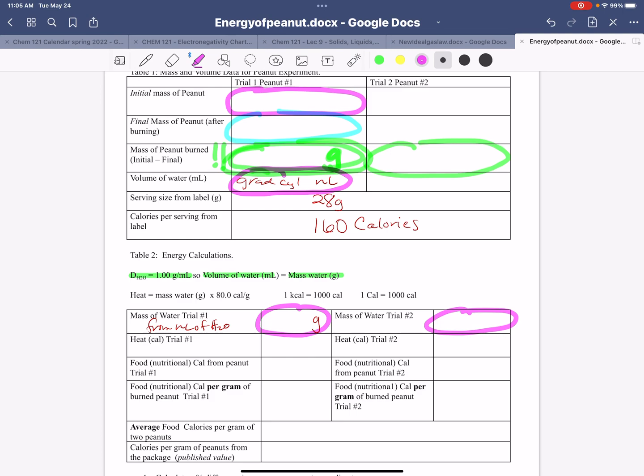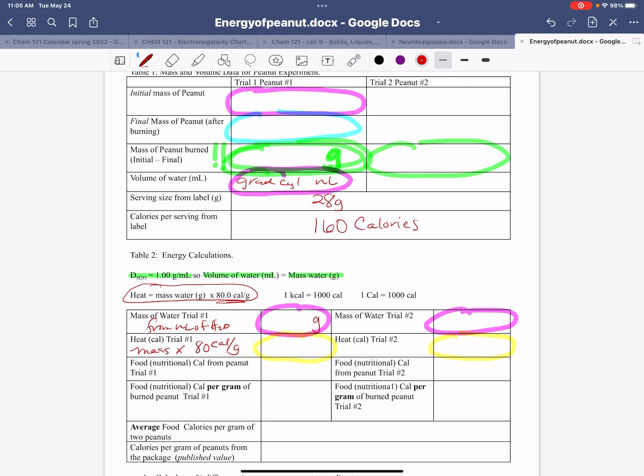Okay, when we calculate the heat, we want to use this formula right here. We understand that for every gram of water, it takes 80 calories. So we're going to take the mass of the water and multiply it by 80 calories per gram. That's going to give us the number of heat calories that we produced by burning the peanut. We're going to do that for those two trials.